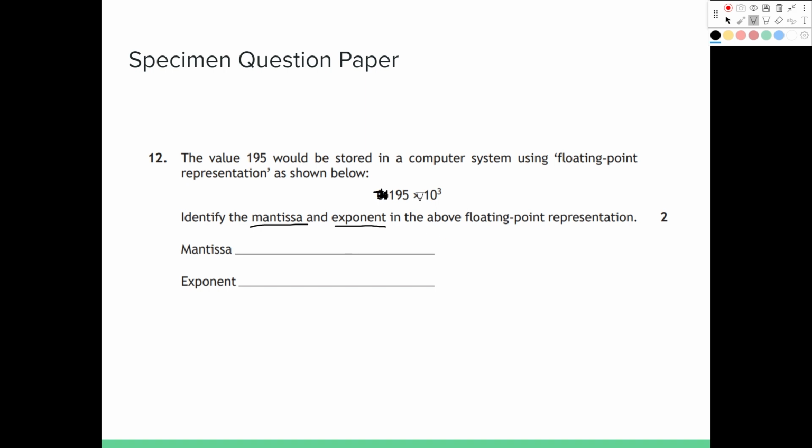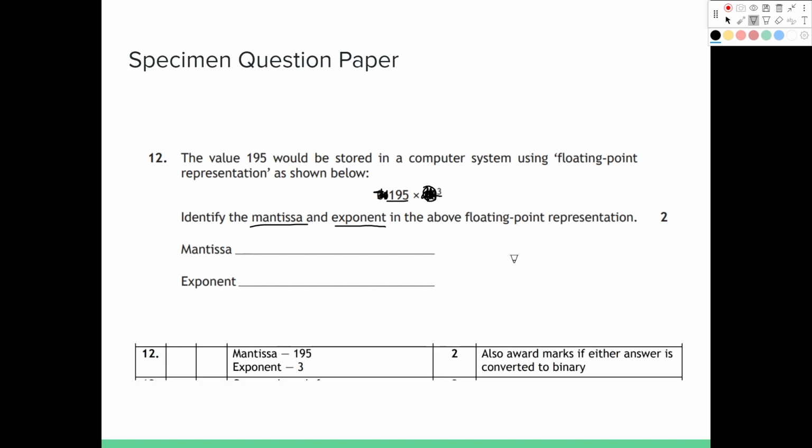And it's also important to note that the 10 is not part of the exponent. That's the base. So the 10 is out of there as well. So the mantissa is 195. The exponent is 3. And we can see that here in the marking scheme. The mantissa is 195. The exponent is 3. In the notes here, it also says award marks if either answer is converted to binary. I don't know why anyone would do that, but if you wanted to waste time, you could and still get the marks.